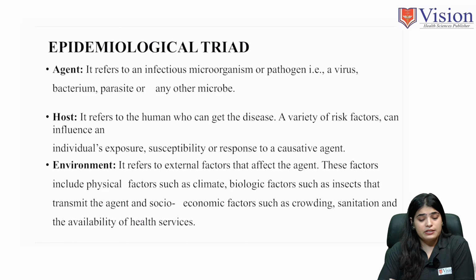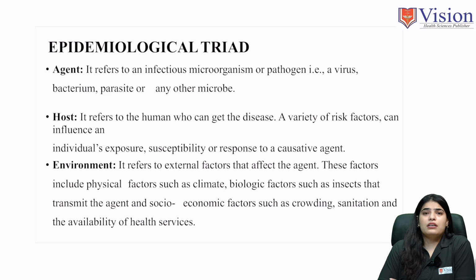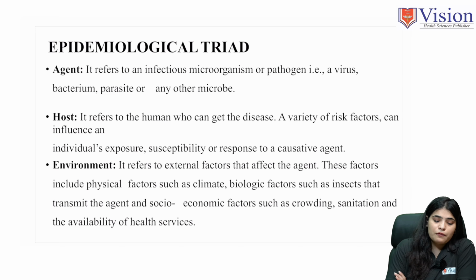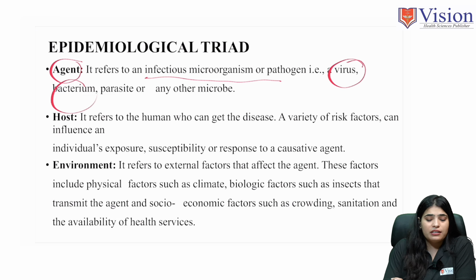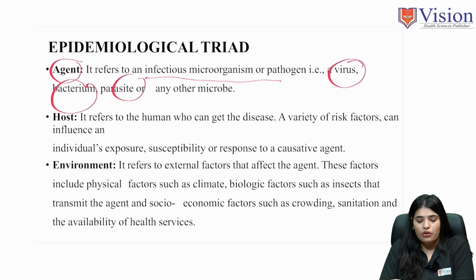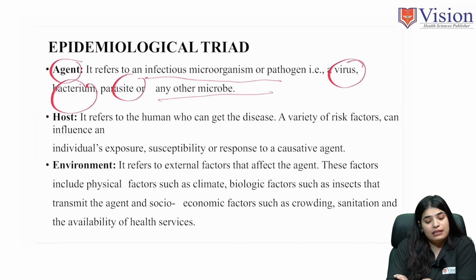Okay, students, next here is the epidemiological triad. Basically, the epidemiological triad includes three factors which cause disease in a person or impact the health of a person. The first thing here is agent. Agent is something that is causing the disease. Basically, in normal scenarios, an agent is any microorganism or pathogen that is causing disease in the person. For example, a virus, a bacteria, a parasite, any kind of microbe that enters the human body and causes the disease. So that is agent.